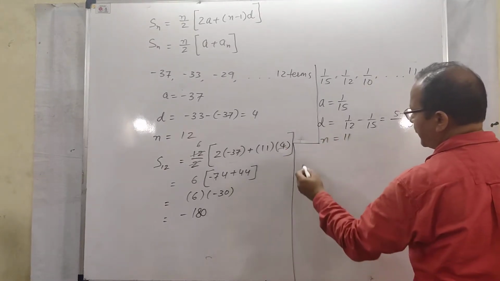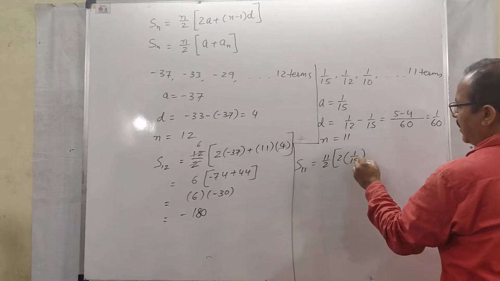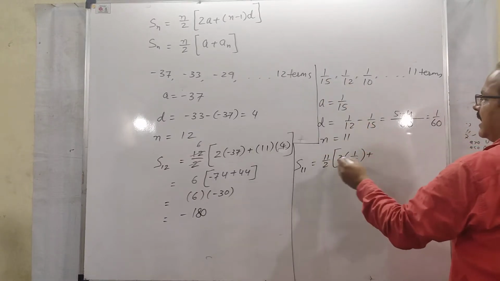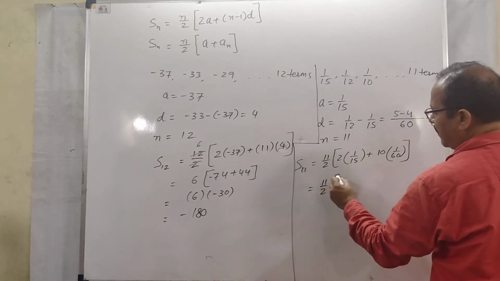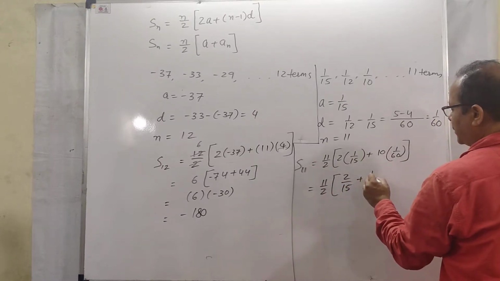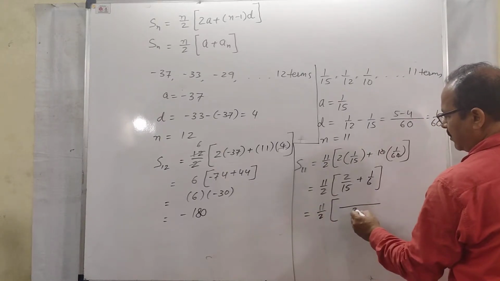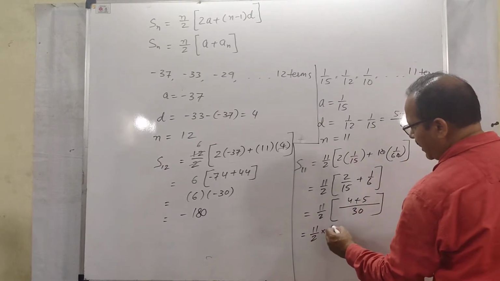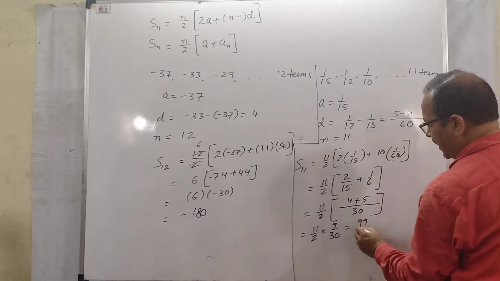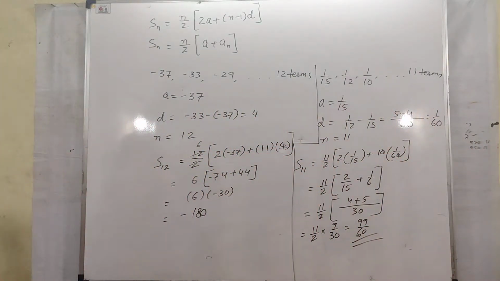Again the same formula. S11 is equal to 11 upon 2 into 2a plus n minus 1, that is 11 minus 1, so 10d. Like this, 11 upon 2, 2 upon 15 plus 1 upon 6, because this gets cancelled. So 11 upon 2 into 30, 15 twos are 30, 6 fives are 30. 11 upon 2 into 9 upon 30. It will be 99 upon 60. So in this way we will be solving and getting the sum of the first given terms.